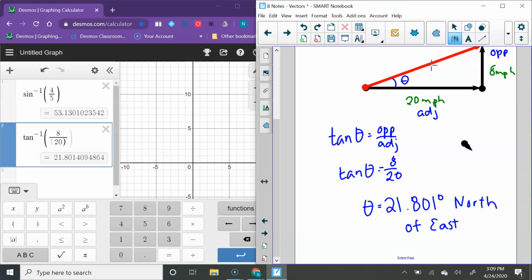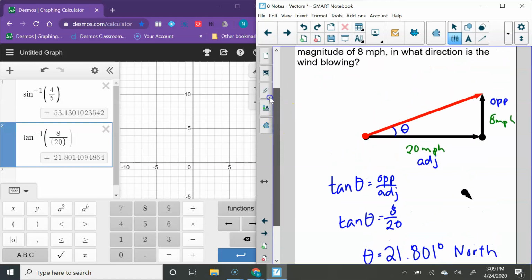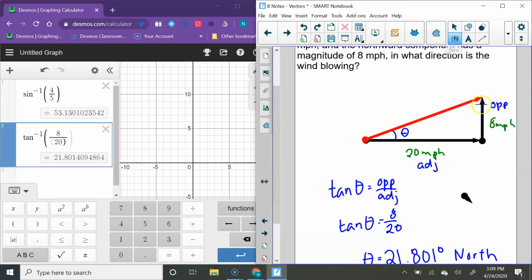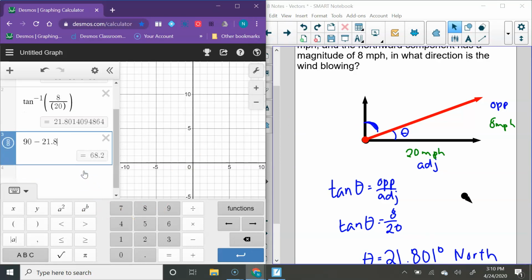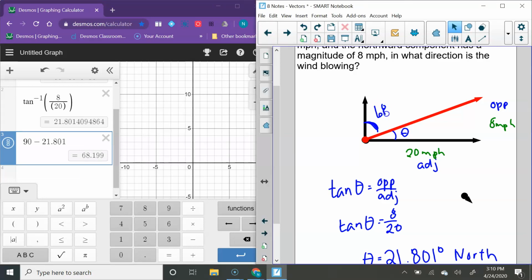Now, this is one of the answers that could be given for this problem, but depending on how you set it up, you may have set it up using a parallelogram model. And if you did that, then you might have, let's see, I'll move this one over here. If you did a parallelogram model, you might have, instead of finding this angle, found this angle right here. All right, and so we know just from geometry that 90 minus 21.801 is going to give us this angle. This angle right here is 68.199.